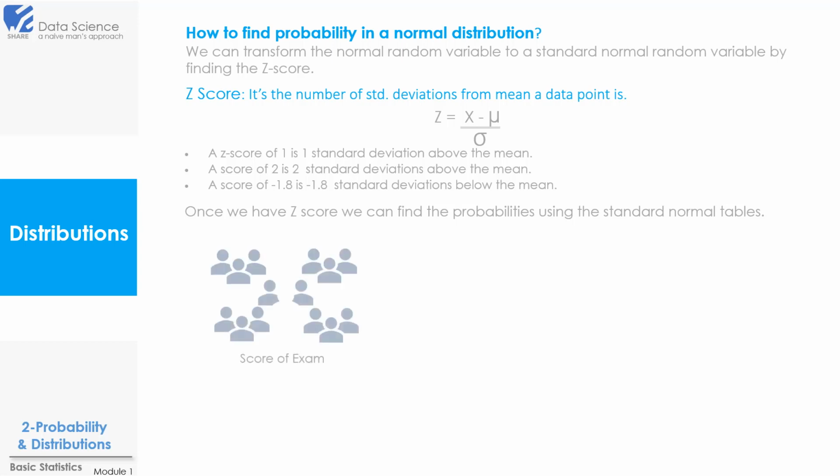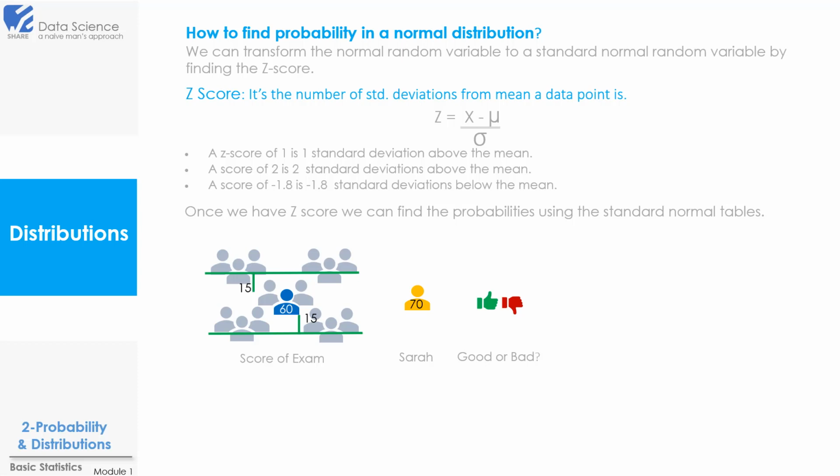Suppose we have got the scores of a group of students. Now let's say the mean score of this group of students is 60 and the standard deviation is 15. Then let's say we have a student Sarah who has scored 70. So what does this number 70 tell us? Is it a good score or a bad score? Well, to be frank, it tells us nothing much except that Sarah has scored 70.